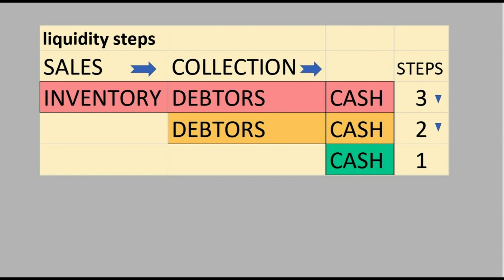In the case of accounts receivable, it has 2 steps. First, it has to be collected from trade receivable for it to become cash. Then cash can be used instantly. Cash, of course, can be used instantly as it is available readily.